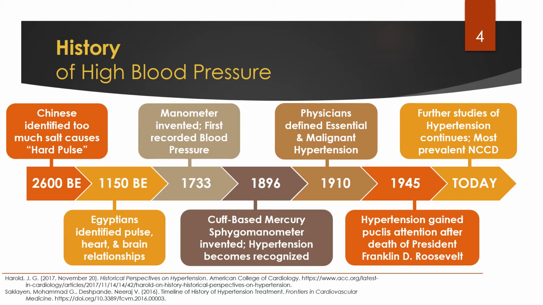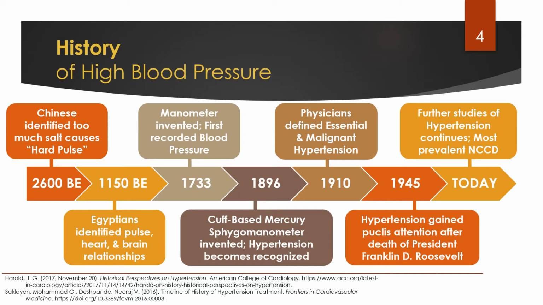In 1733, an English clergyman invented a manometer and made the first published measurements of arterial blood pressure in the horse. The technological advancement introduced many new studies in regards to the heart, blood pressure, and other pertinent factors during that time. In 1896, an Italian physician invented the first cuff-based mercury sphygmomanometer. The recognition of this invention transformed the entity of hypertension.